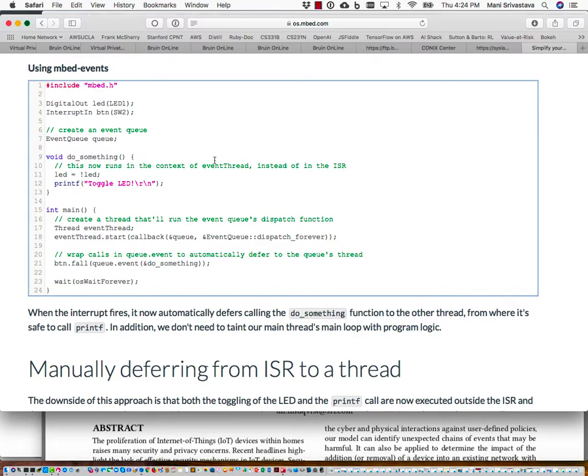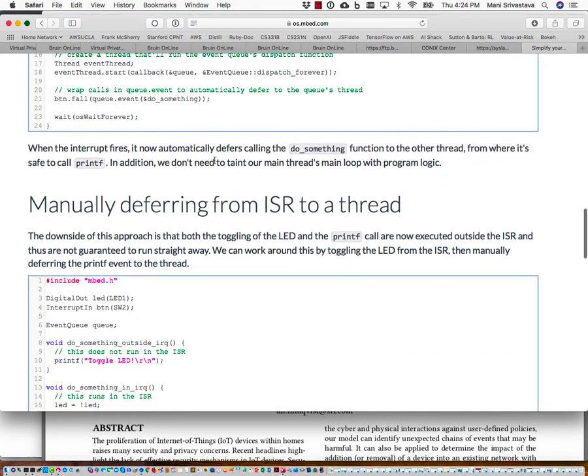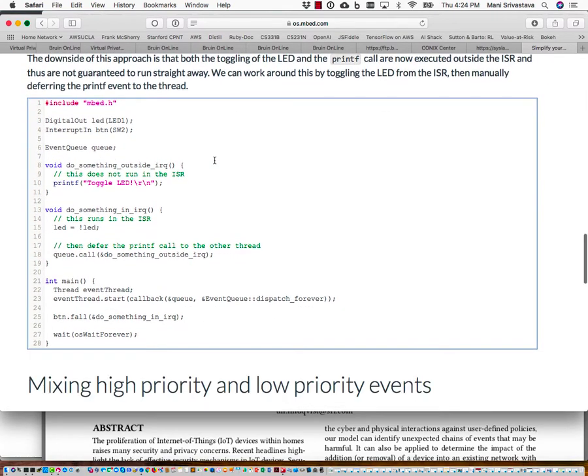So in our case, for example, let's say you were doing PWM generation, you want the toggling of the PWM edge to happen in the ISR, not deferred on the other side of the queue. Whereas printf, I do want to defer because it takes a lot of time. So I want to do quick, dirty stuff in the ISR and the rest outside. So this example shows how to go about doing this.